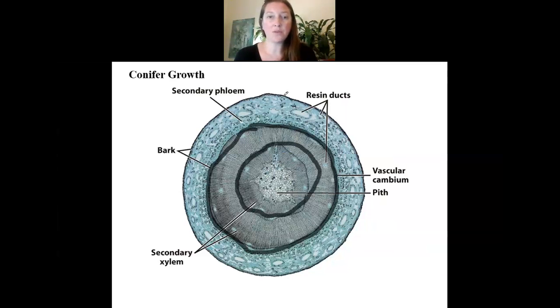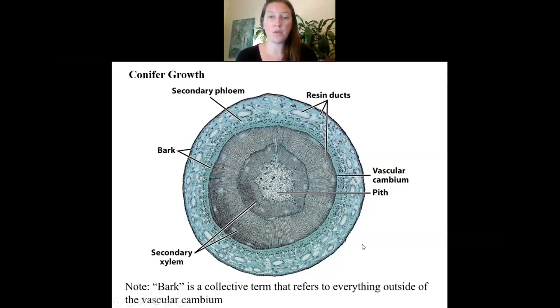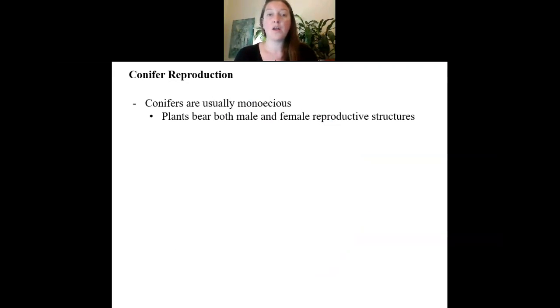You don't count this part. You don't count any of this stuff. You don't count this, because that's not an annual ring of secondary xylem. That's the remaining pith. So just so you know, if you ever are trying to count how old a tree is, you only count the xylem annual rings. Okay, some of you got that wrong on the exam. We already learned about bark. All right, let's get through this, and we'll finish up with conifer reproduction.